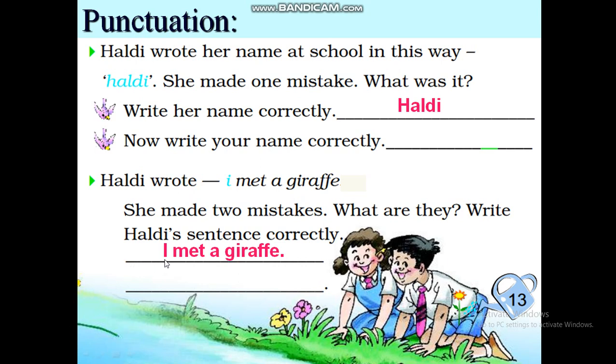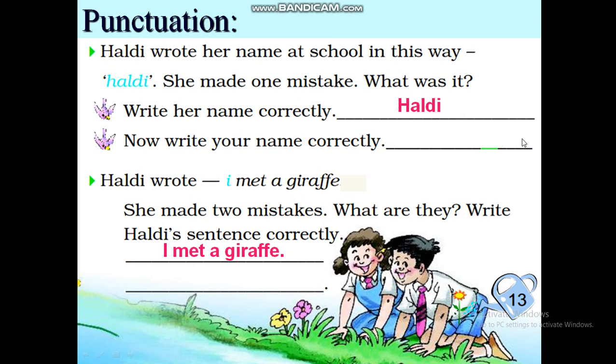Now in the present exercise, Haldi wrote her name with a small letter, which is wrong and a mistake which she has done while writing her name at school. The correct form of writing her name is capital Haldi. Now children, you are given a fill in the blank in your textbook. So write your name correctly, beginning it with a capital letter.